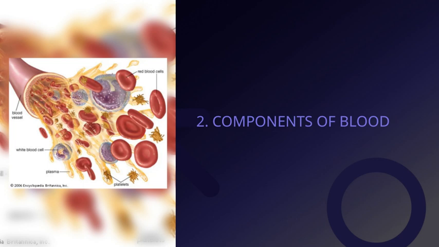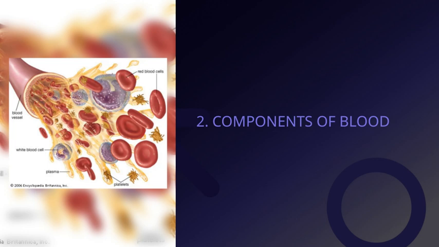White blood cells are the defenders of our immune system. They help fight infections and protect us from illnesses. They are less abundant than red blood cells, but are vital for our health. Finally, platelets are small cell fragments that are essential for blood clotting.